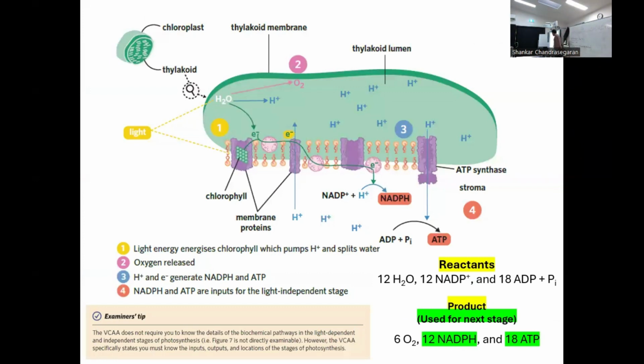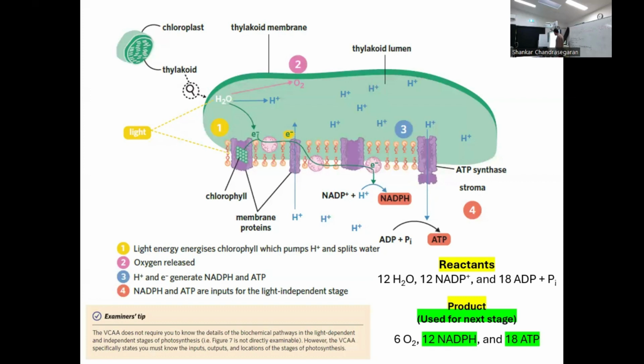We need 12 H2O for this process to occur. That's the H2O that is being broken down here through photolysis, that's why it's needed. The 12 NADP plus, that's the uncharged coenzymes, are also needed for the reaction. And another thing that's required is the 18 ADP molecules that are going to be converted into ATP. So since we need to have the charged coenzymes at the end of the reaction, we need the uncharged versions as a reactant for it to be converted into the charged version.